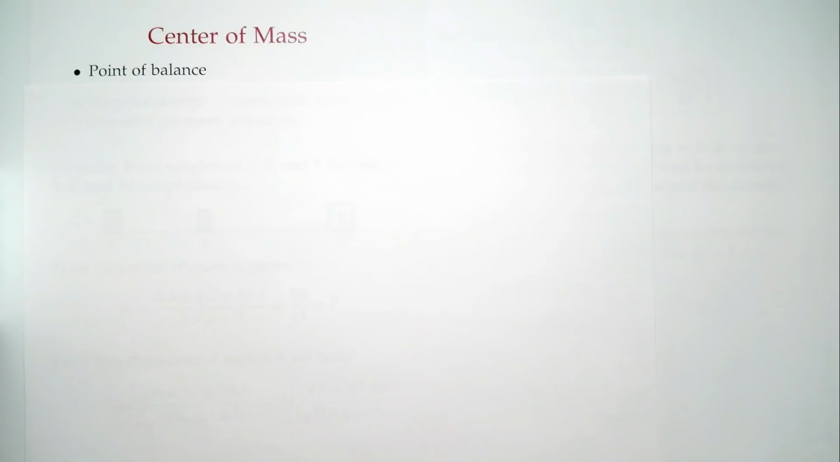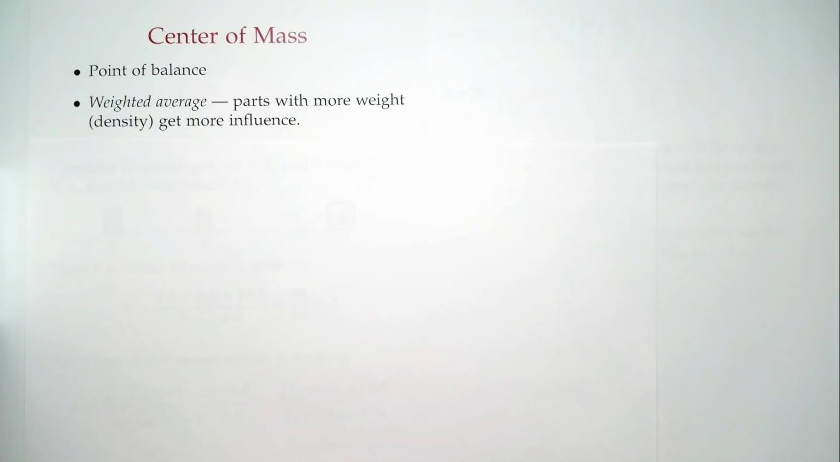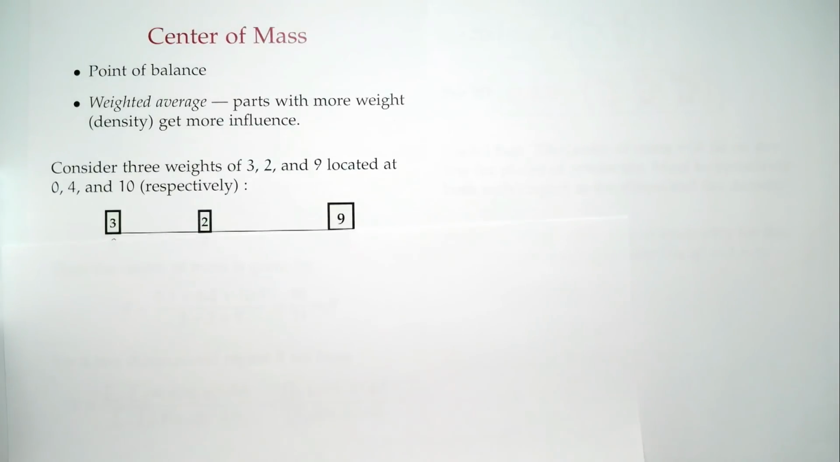But I like to think of it in a slightly different way. Namely, I like to think of the center of mass as being a weighted average. So what I'm going to do is I'm going to average where the locations of things are. But I'm going to say that some locations are more important than others because there's more weight. So they should be counted as more. So let's visualize this with a really simple example.